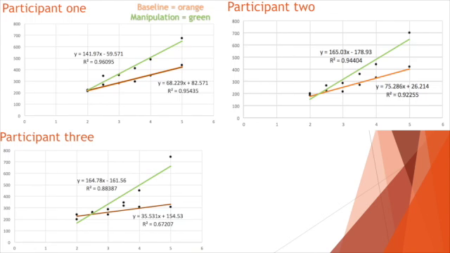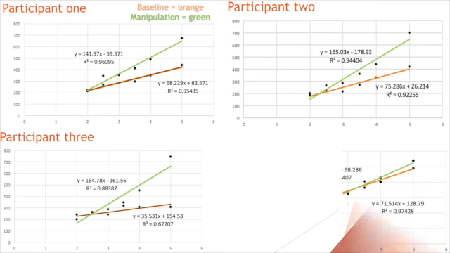The intercept for the baseline, however, suggests that the reaction time is 154.53 milliseconds when there is no uncertainty, thus no bits, while the intercept for the manipulation suggests that the reaction time is negative 161.53 milliseconds when there is no uncertainty.